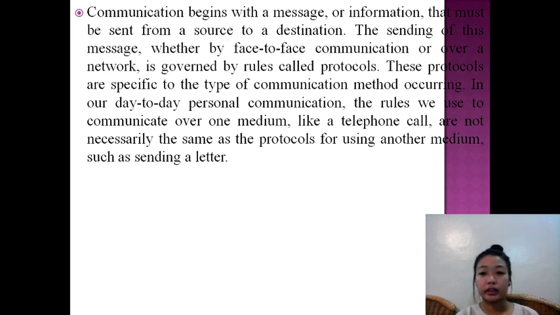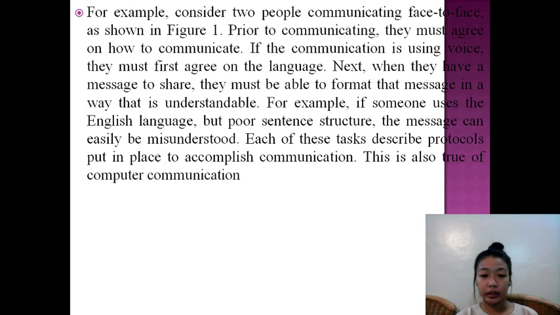Communication begins with a message or information that must be sent from a source to a destination. The sending of this message, whether by face-to-face communication or over a network, is governed by rules called protocols. These protocols are specific to the type of communication method. In our day-to-day personal communication, the rules we use to communicate over one medium, like a telephone call, are not necessarily the same as the protocols of using another medium, such as sending a letter.